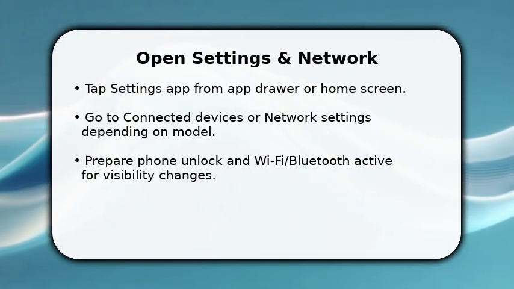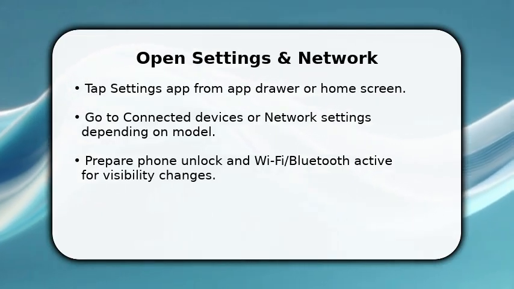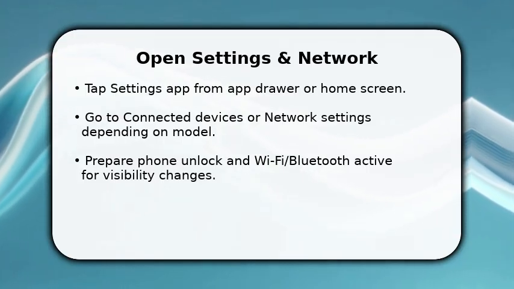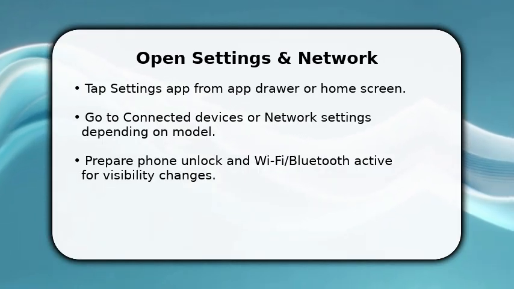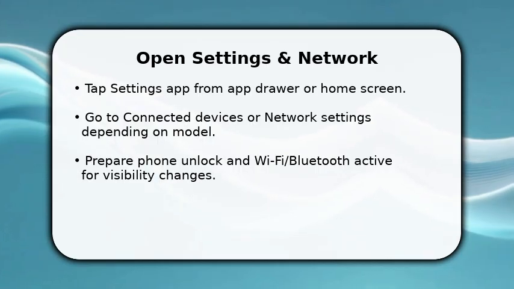You start in Settings and move fast. Open Settings now and unlock the phone. Once in Settings, tap Connected Devices or Network and Internet depending on your Moto model. You need Wi-Fi or Bluetooth on so the Quick Share option appears. Make sure those radios are enabled briefly to reveal sharing controls.